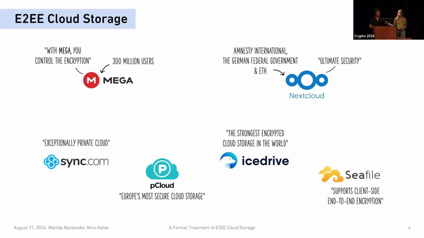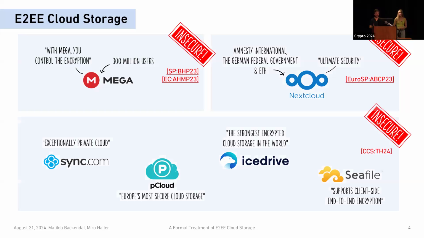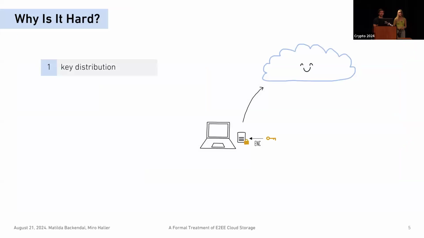Unfortunately, though, a recent line of work has shown that all of them got end-to-end encryption wrong, and the issues range from smaller things up to full key recovery attacks and plain text recovery attacks. So how is it possible that all of them got end-to-end encryption wrong? It seems at first that you can just simply solve client-side encryption by picking a key on the client and then using your favorite AEAD scheme to encrypt the file before uploading it to the server, right? Then you're already done. Unfortunately, that doesn't work for multiple reasons.